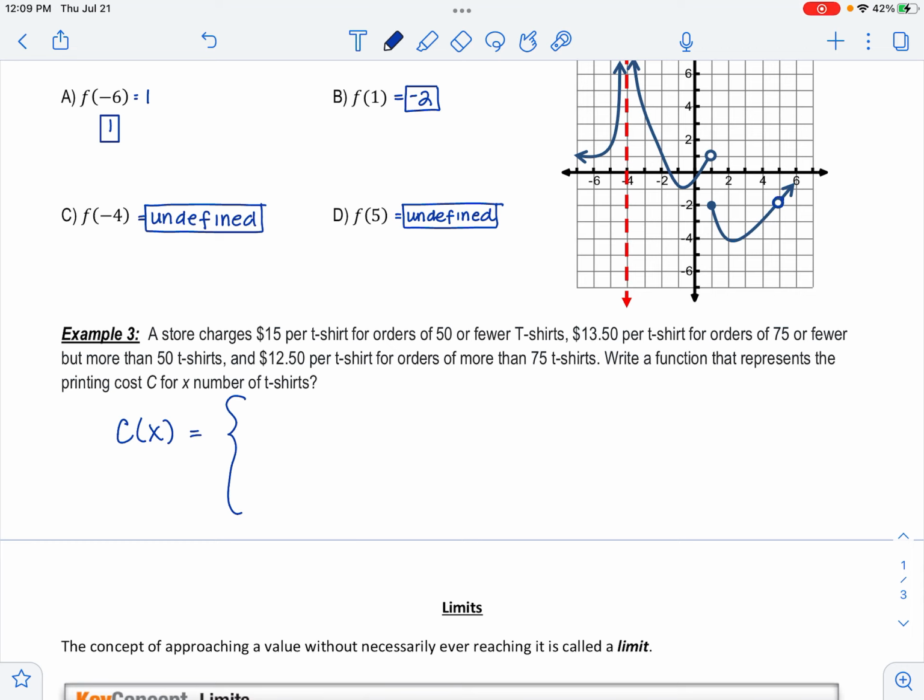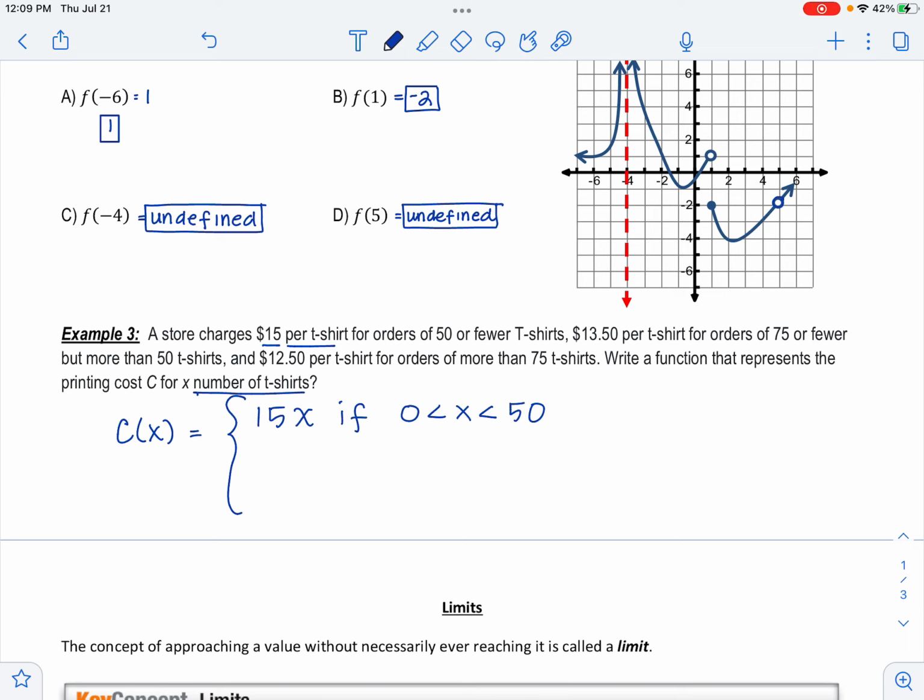All right, so I'll start with the first sentence. It's $15 per t-shirt. Remember, number of t-shirts is x, so this is 15x. And that's if, it says, for orders of 50 or fewer. So I could say that's 50 or less than 50. But while I'm saying this out loud, could I buy -6 shirts? No. So really it's in between 0 and 50 shirts. So I'm going to write in between 0 and 50 shirts. It says less than 50, but greater than 0.